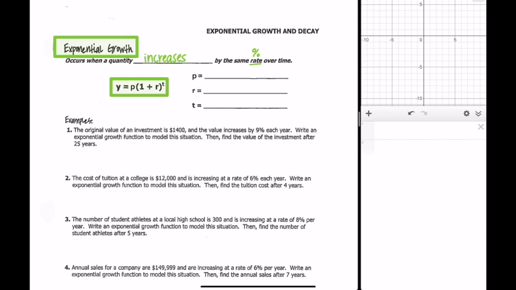So in this exponential growth equation, which is y equals p times 1 plus r raised to the power t, this is an exponential function where your base, 1 plus r, is bigger than 1, because 1 plus something is going to be greater than 1. Now in this exponential growth formula, p represents the principal amount or the initial amount, which is also your y-intercept.